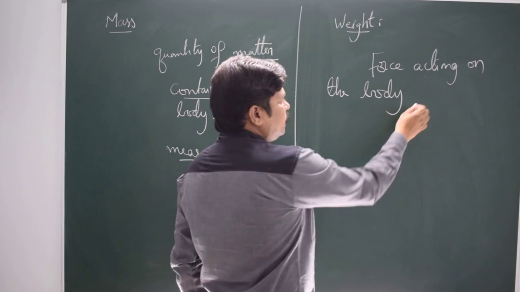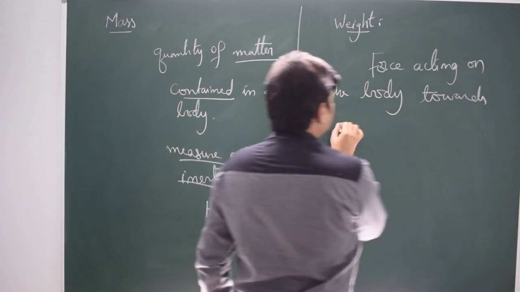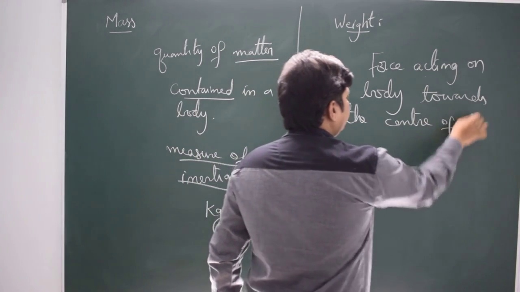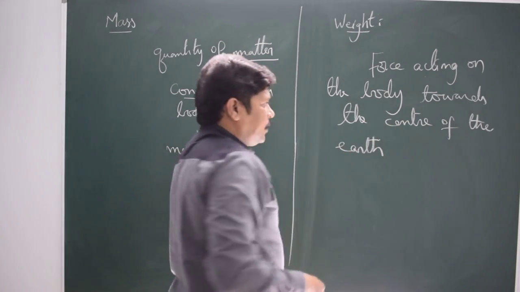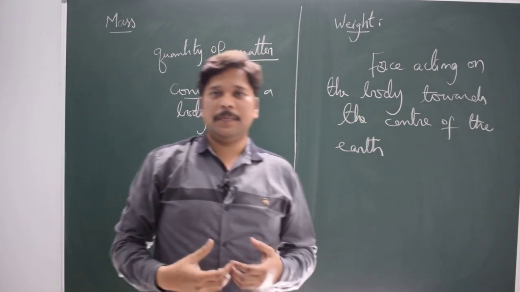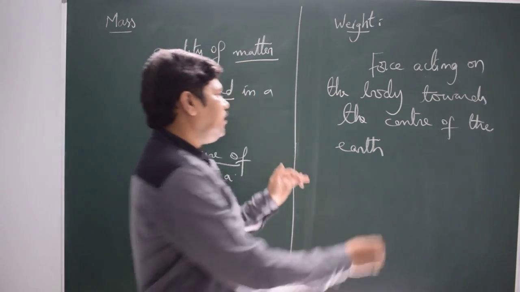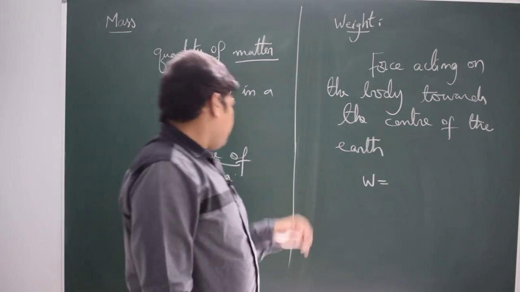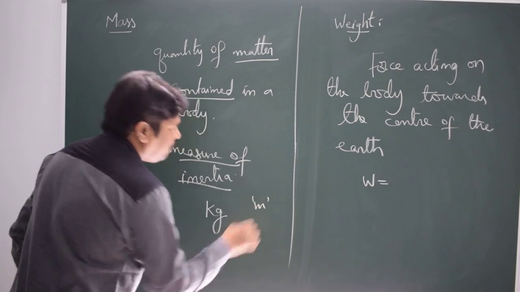The force of attraction, the force acting on the body, so when it is on the earth, it is towards the center of the earth. So it is the same gravitational force experienced by a body on the earth. We are going to call it as weight. So W, it is represented with W. So here when we say mass, we are going to represent with small m.